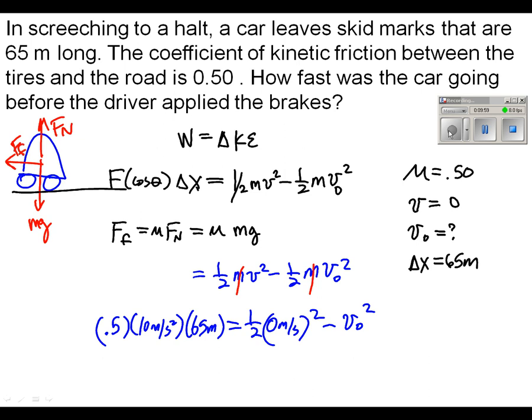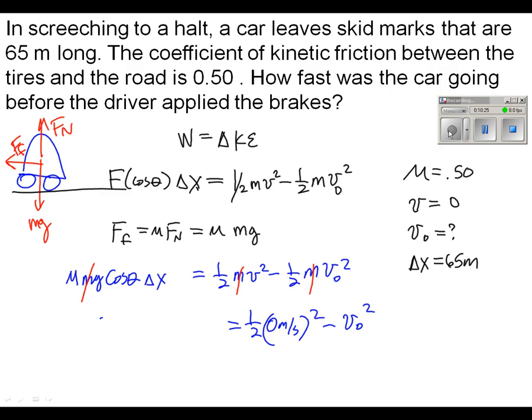So down here, we would have mu mg cosine theta delta x. And if I had my cosine, my m would cancel along with those other m's. But I would have a cosine theta right in here. That would make it negative. Or I could just realize that whenever force and displacement are in opposite directions, it's just going to be negative work.